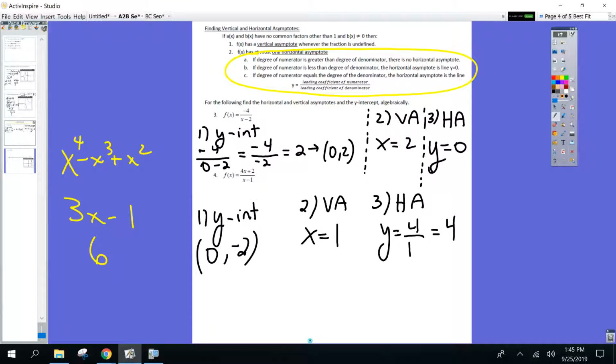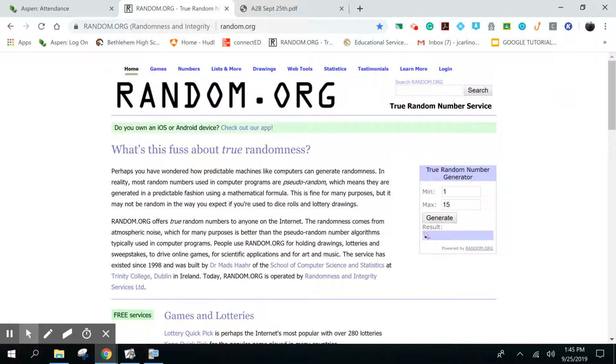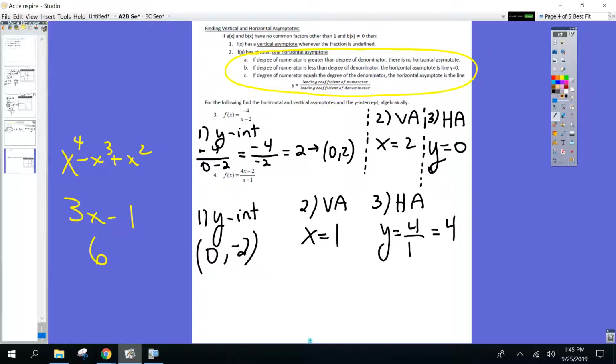Questions? I've got a bonus question. If I asked you to come up here and write the domain, based on all the work we just did, what would it be? X such that x does not equal 1. And what if I asked for the range? Y such that y does not equal 4. Great job.